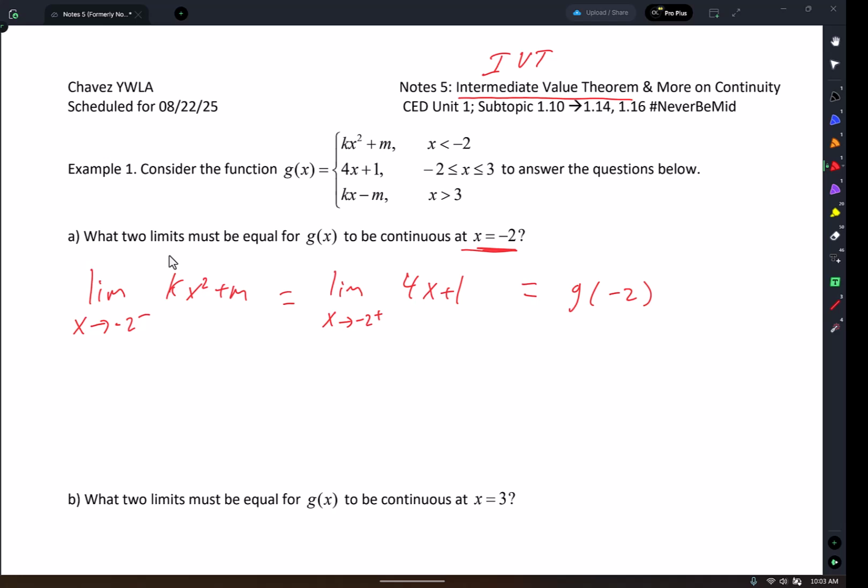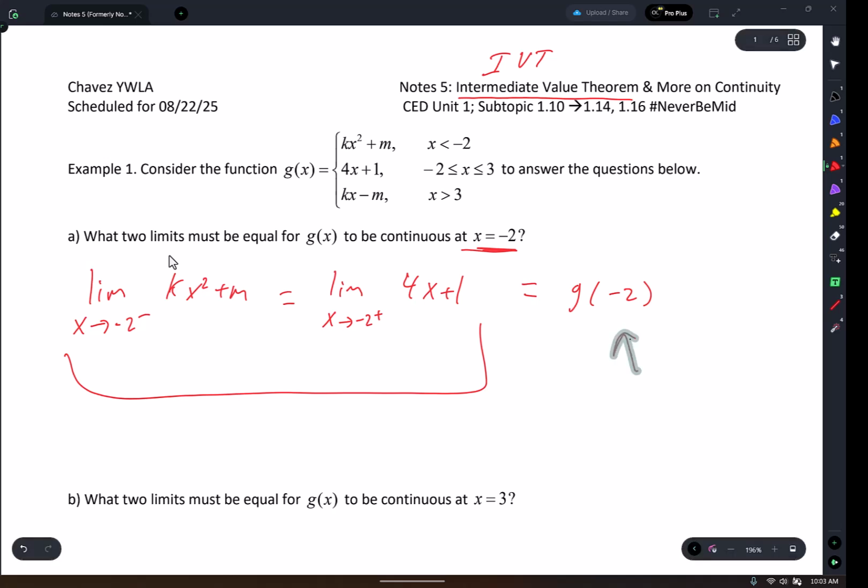Does that make sense? I guess technically they asked for the two limits, so technically the answer is these two limits, but I wanted to put that g of negative 2 in there to enforce the rule for continuity. Because in Delta Math, when you do it, it's going to say, remember how we did it last time? Limit from the left, limit from the right equals whatever.